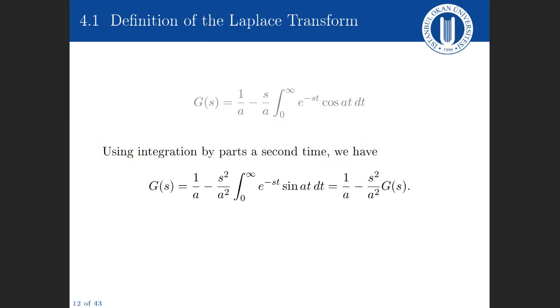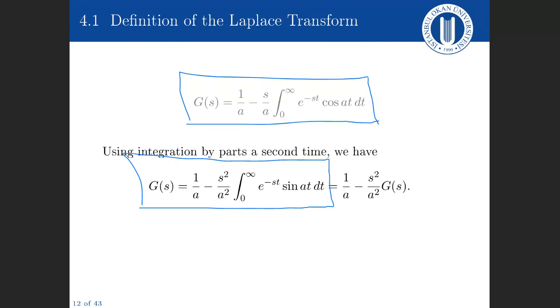And this time I'm going to leave it for you to check that when we integrate this formula at the top, what we get is 1 over a minus s squared over a squared, integral from 0 to infinity, e to the power minus st sine at dt. Please pause the video if you're re-watching this and check this.